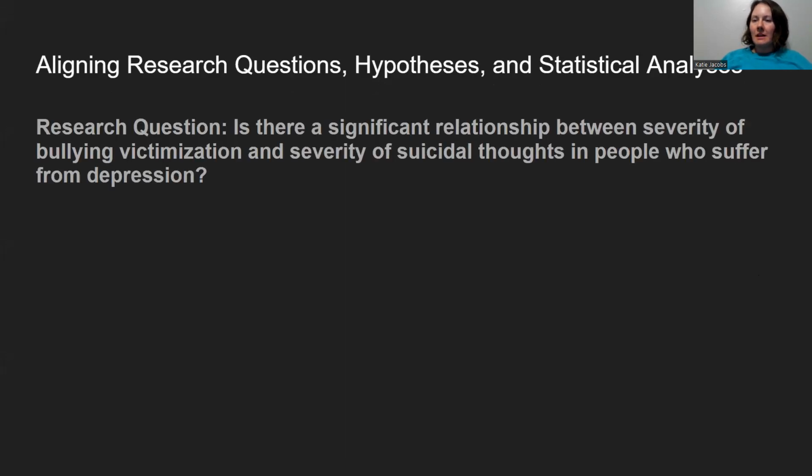So whenever we're writing a research question, we typically want to write it in a yes or no format, because this is a question that we're asking as researchers, and our research and our null hypotheses should be the only two possible answers to this research question. And they will align directly with whatever statistical analysis that we're going to use.